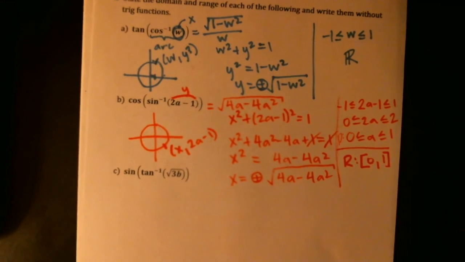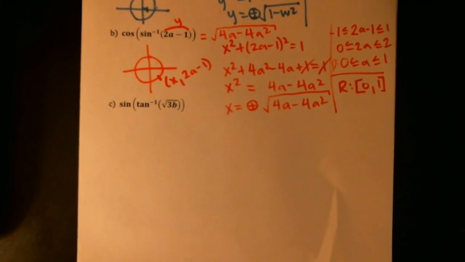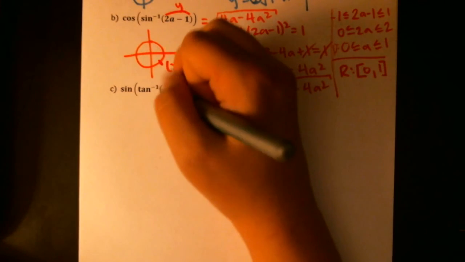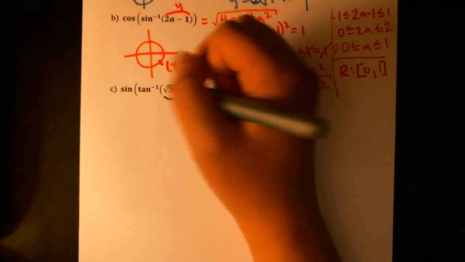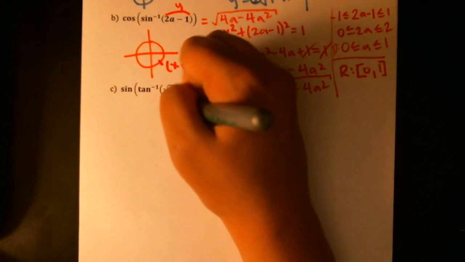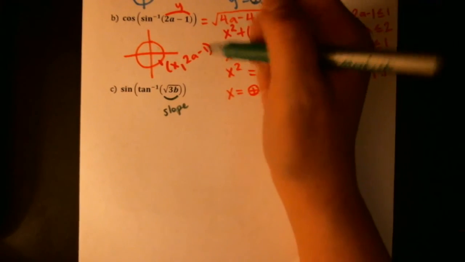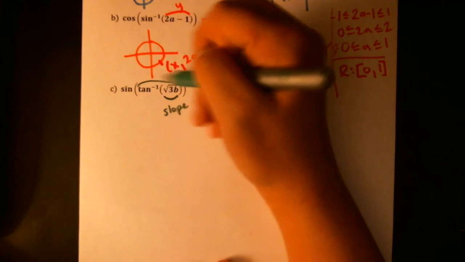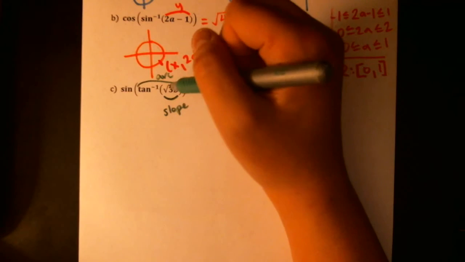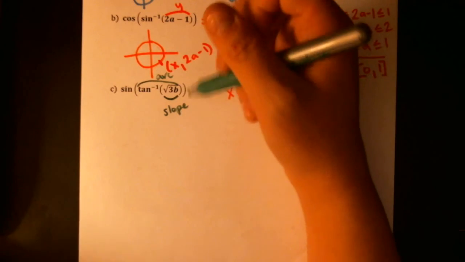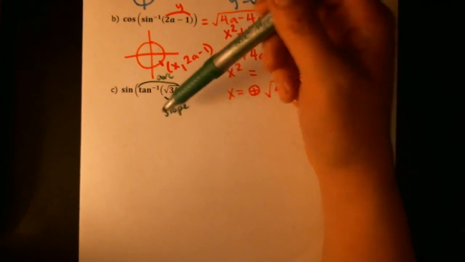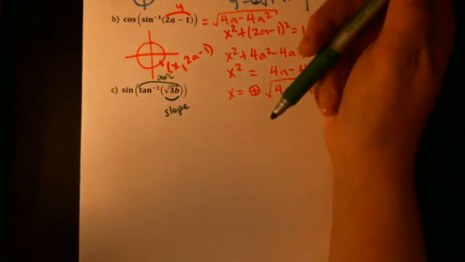Okay, one more of these. Again, feel free to pause and try this one on your own if you're getting the hang of it. So if I input square root of 3b into an inverse tangent, then I'm saying that's my slope. So I have a slope of square root of 3b. Inverse tangent should tell me the arc length that would make that true. And then sine should take that arc length and tell me my y. So again, I don't need the arc length. What I need to do is say, if my slope is root 3b, what is my y?